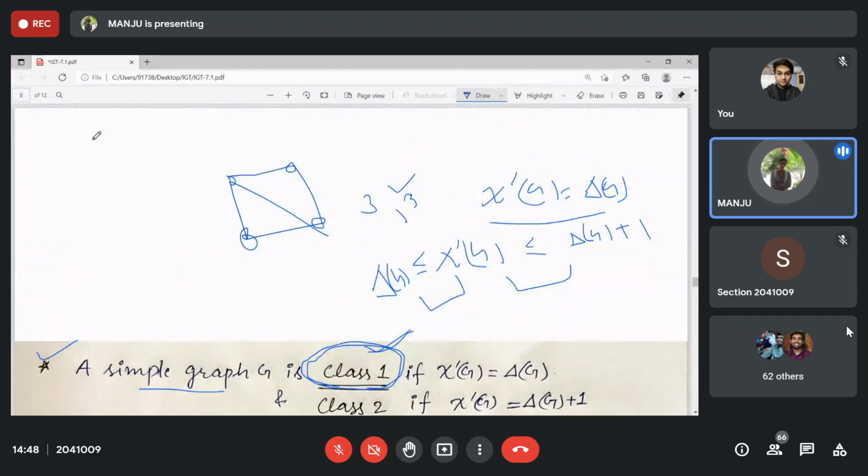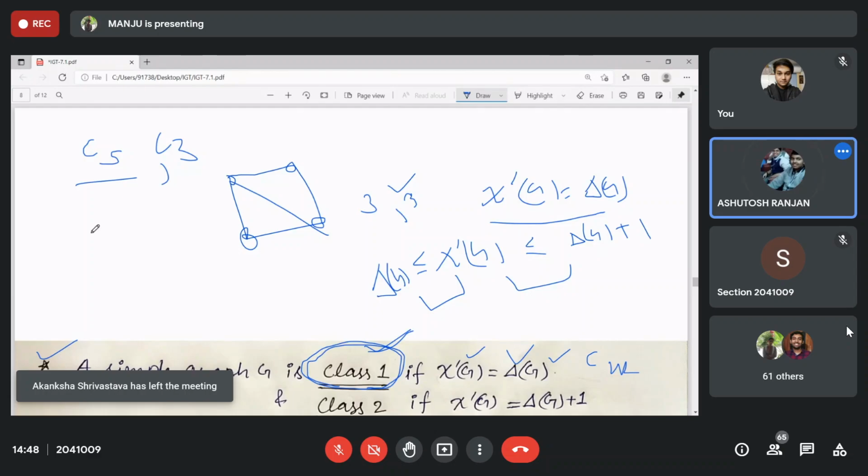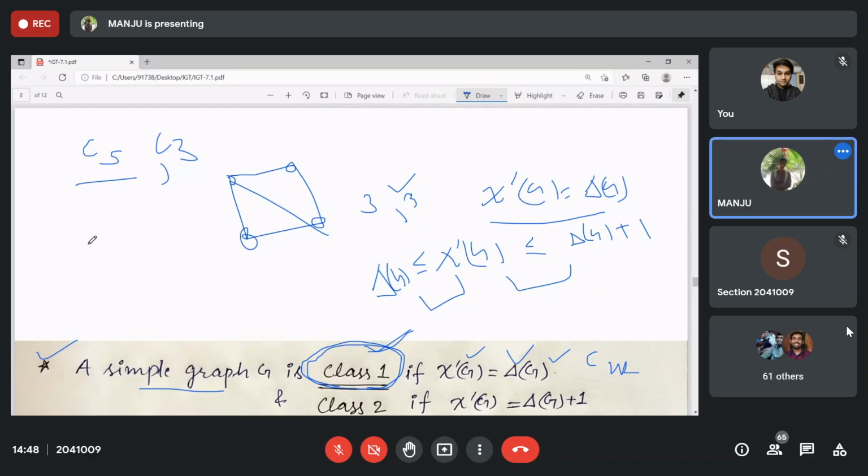Yeah, what about odd cycle? Class 1 or even cycle? Even cycle is Class 1. This one is 2, this one is 2. Odd cycle? Class 2. Sure? Yes, ma'am. Delta G is 2 for all the cycles, and this one is coming as 3. So 2 plus 1, yes. So odd cycle, class 2 examples are odd cycle.